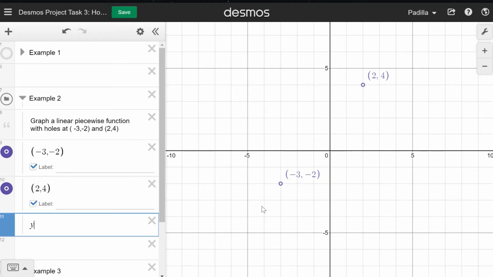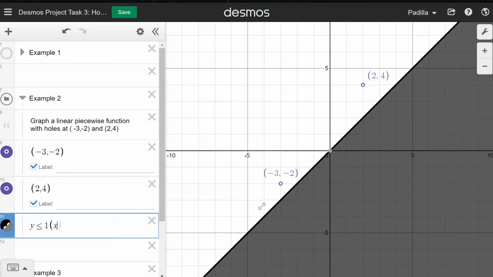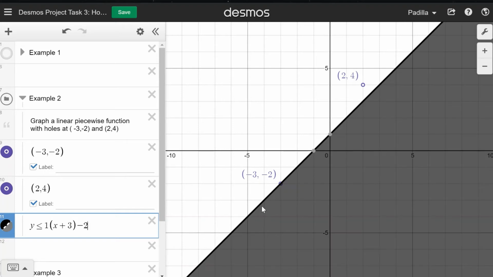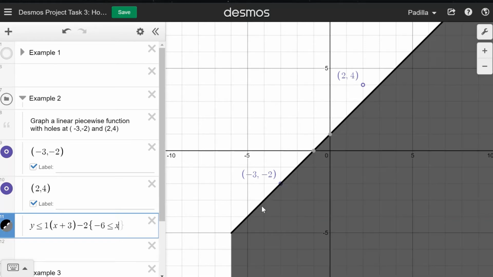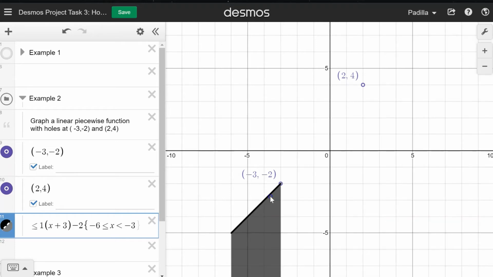So I'll go with y is less than or equal to 1 times x plus 3 then minus 2. That way I make sure it goes to that point. And this one will go from negative 6 less than or equal to x, less than negative 3. Again, making sure I use strictly less than to preserve the undefined nature of this point here that we want to be a hole.